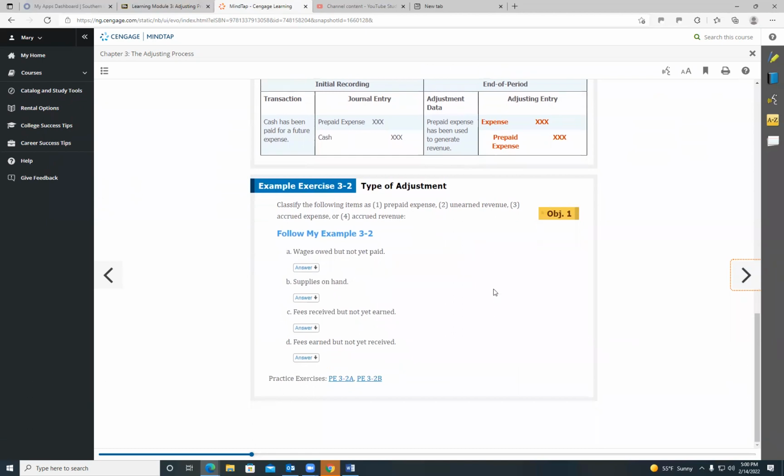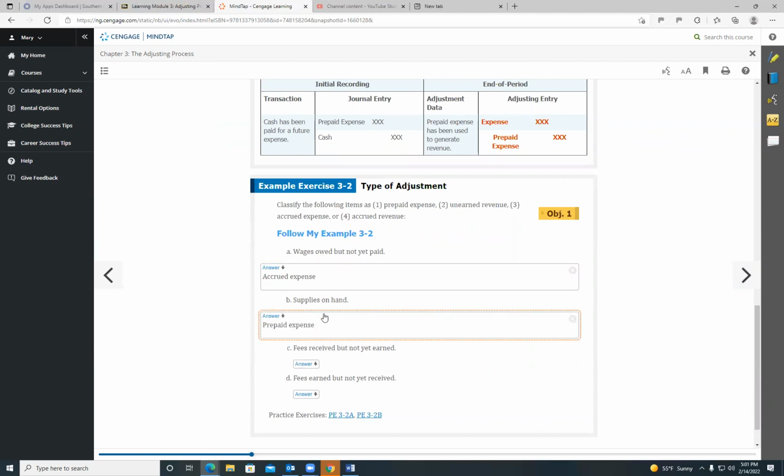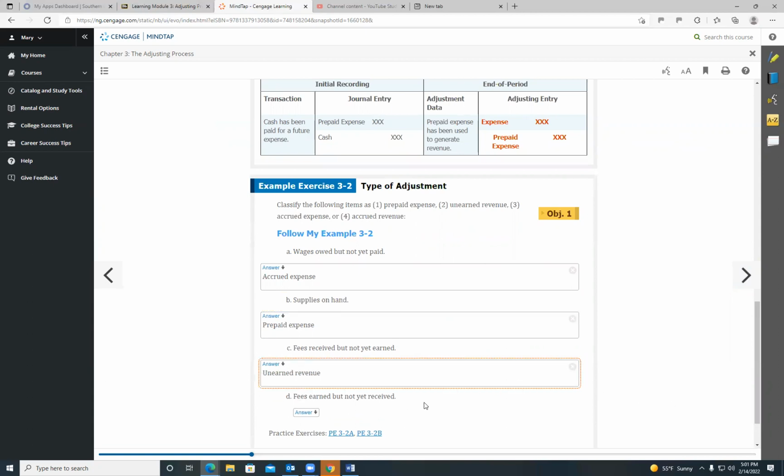All right, so let's look at some examples. It says here, classify the following items as either a prepaid expense, an unearned revenue, an accrued expense, or an accrued revenue. Wages owed, but not yet paid. This would be an accrued expense. Supplies on hand, a prepaid expense. Fees received but not yet earned, unearned revenue. And fees earned but not yet received, accrued revenue.